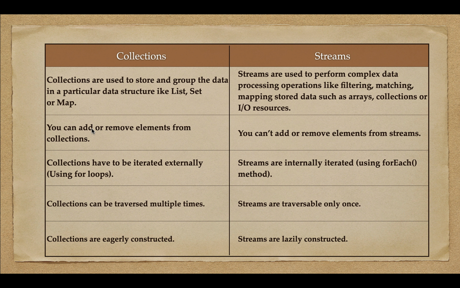Well, let's take a look into the next difference. Collections have to be iterated externally using for loops. On the other hand, streams are iterated internally using the forEach method. As we know, we can iterate over collections like list, set, map using for loops, right? We can use for loop or for each loop. On the other hand, on the stream, we can use the forEach method. I mean, we don't have to use a for loop to iterate over stream elements. Stream has its own iteration mechanism.